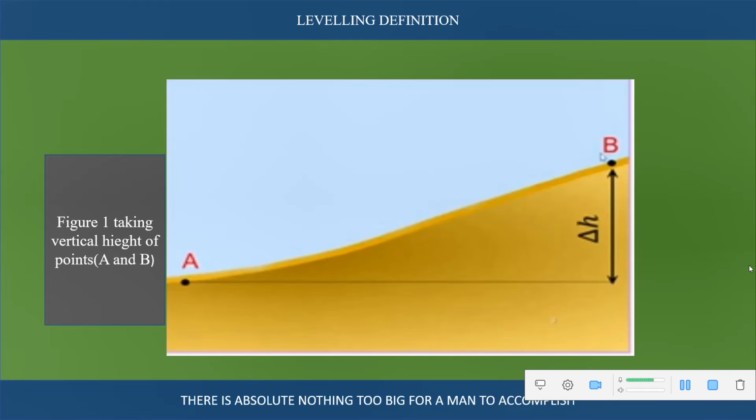Assuming that we have a point A, and we have another point B. To know the height difference between A and B on the site, we use the leveling technique. The leveling technique permits us to determine the height of a point.